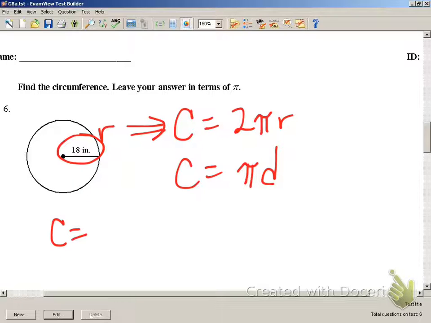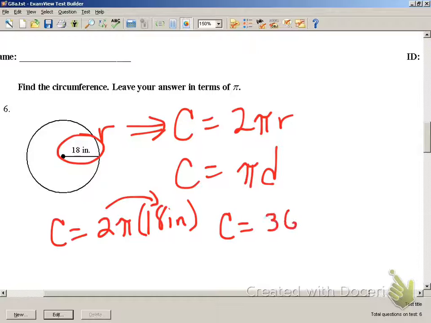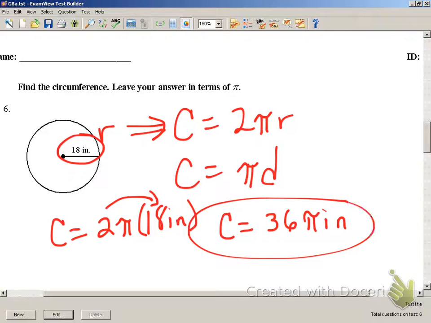So circumference equals 2 times pi times radius. And all I do is multiply 2 times 18. So my circumference is equal to 36 pi inches. And circumference is a type of perimeter, so it's just a linear dimension. It's only one value, no squared terms. So that is our startup for this week.